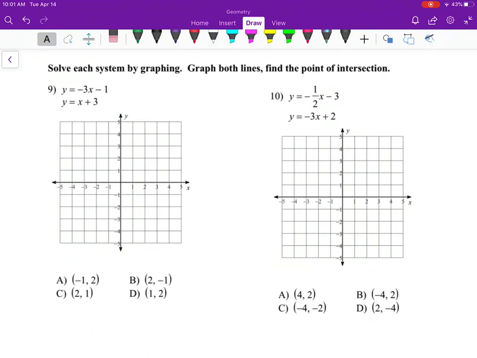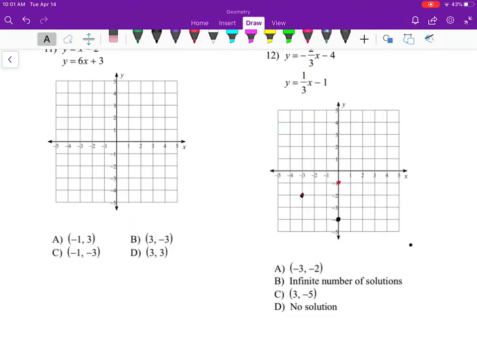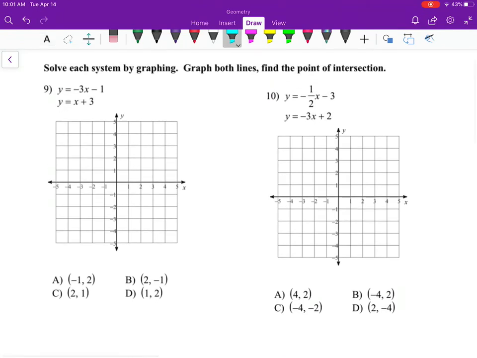So notice in the instructions it says solve each system by graphing. In other words, you're going to graph both of these lines, okay? You're going to graph this first line right here, and you're going to graph this one. They're both separate lines. Then it says find the point of intersection. The point of intersection just means the point where those two lines cross. So you're going to graph both lines, look at where they both cross, and that point is your point of intersection, okay?